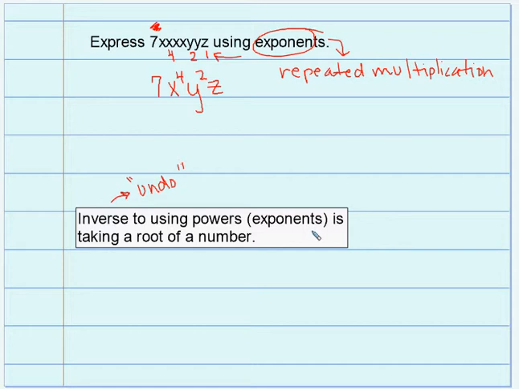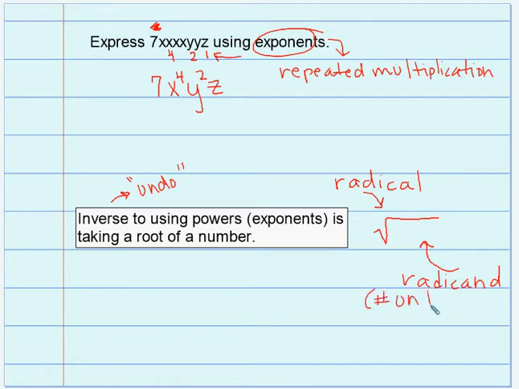And a couple things that you need to know is that a root looks like this. Okay, this is called a radical. And whatever number goes under here is called the radicand. Okay, so we have a radical, that's the symbol, and the radicand is the number under the radical, or the number that you're trying to determine the square root of. Okay, this one is a square root.